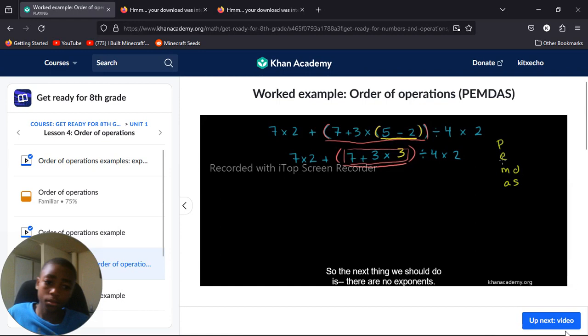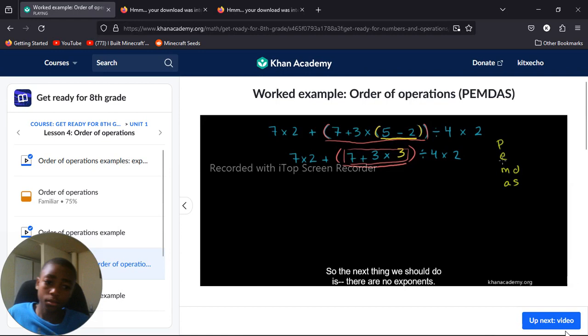And then you have the 7 times 2 plus that on the left-hand side. You have the divided by 4 times 2 on the right-hand side. And now the thing in parentheses, because we still want to do the parentheses first, is pretty easy to evaluate. What's 7 plus 9? 7 plus 9 is 16. And so everything simplifies to 7 times 2 plus 16 divided by 4 times 2.